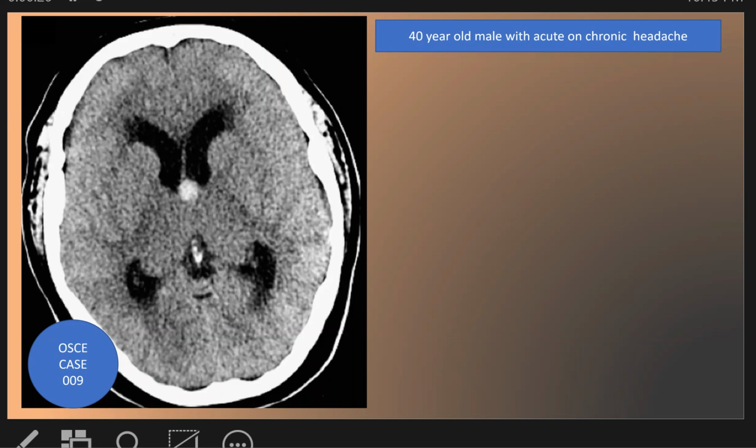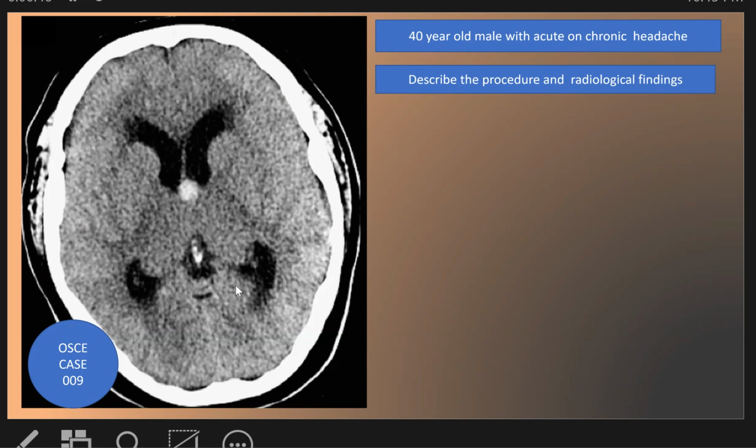As we see in the clinical history, this patient is about 40 years old with acute on chronic headache. This is the first case, the first question: describe the procedure and the radiological finding.